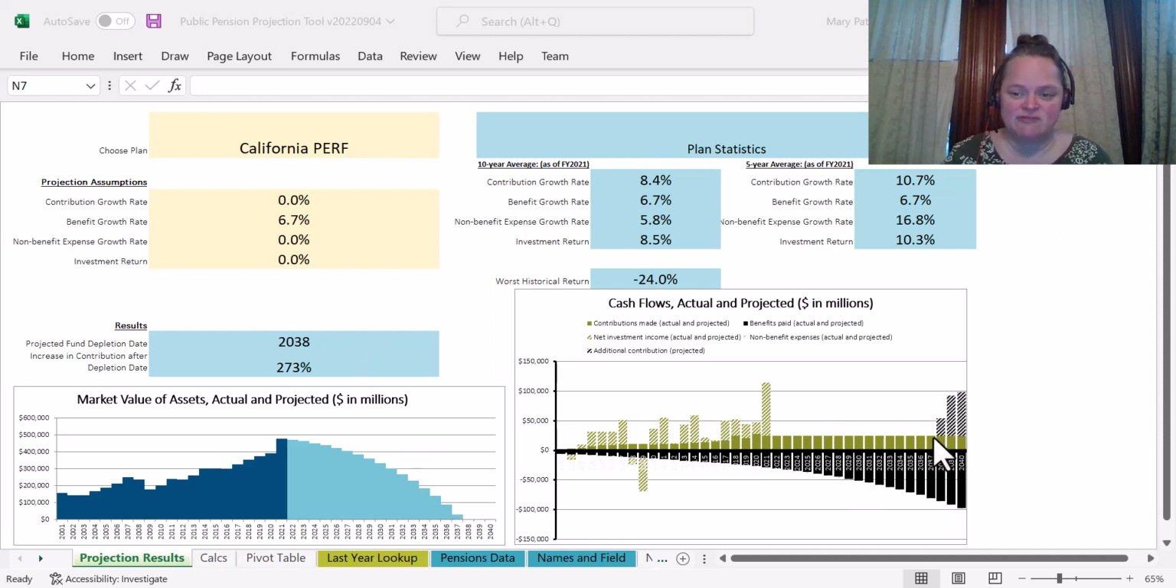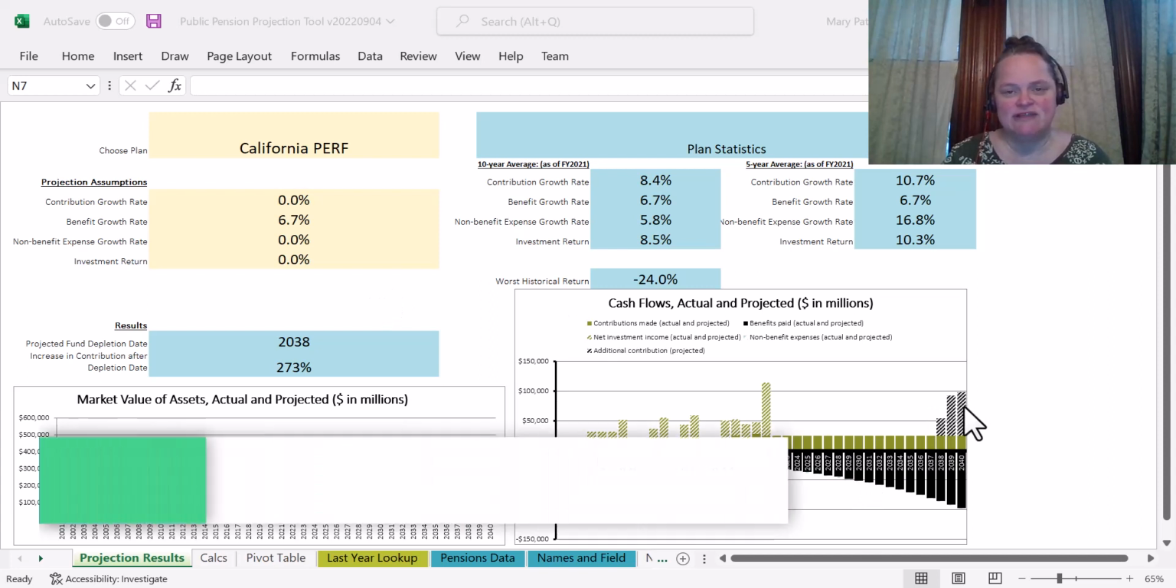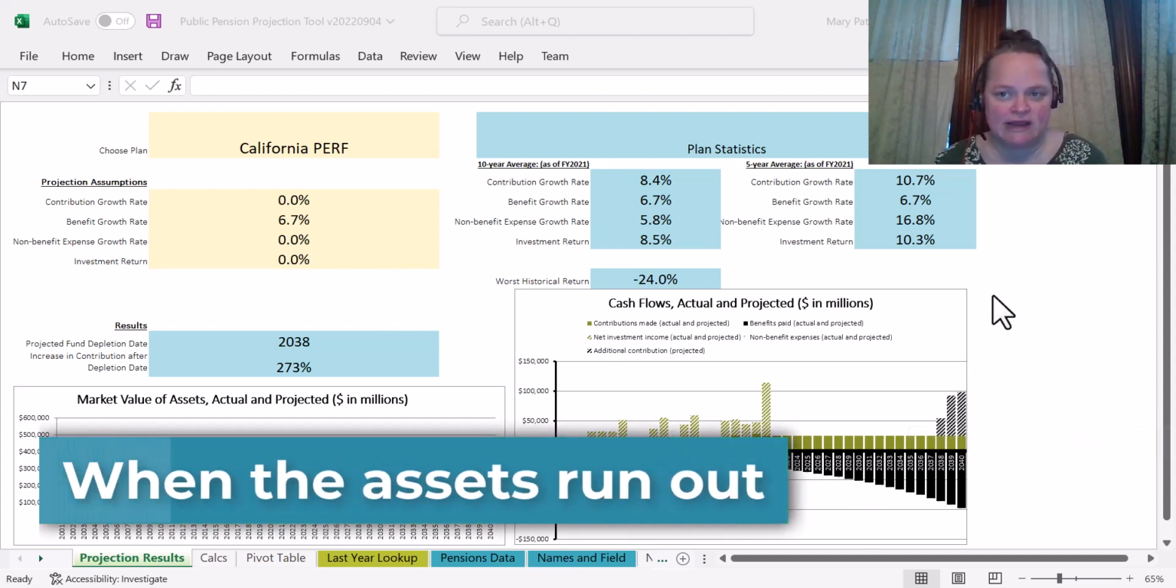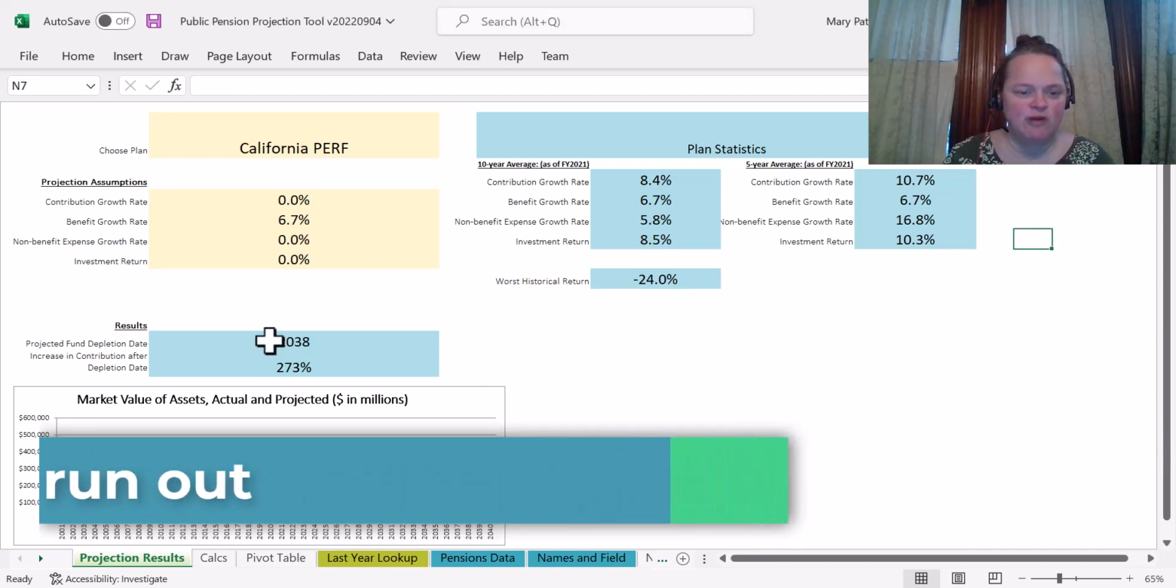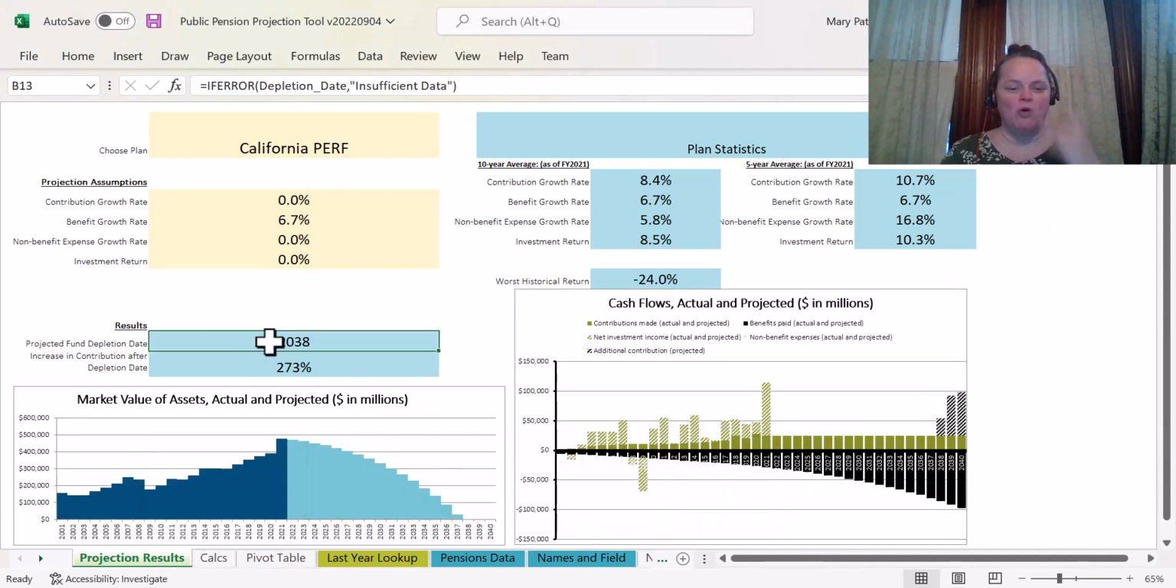And notice this black shaded amount. This is what happens when the assets run out. You go into a pay-as-you-go system. And that's what this part of the results is for. This is the projected fund depletion date when the assets run out. The year is 2038. You could say 2037, 2038. So 2038 is when the assets run out.